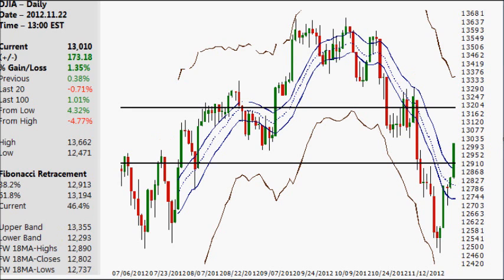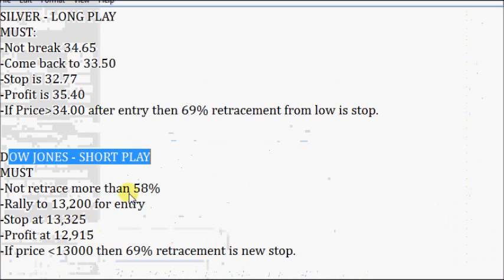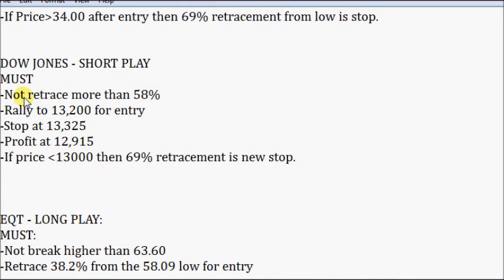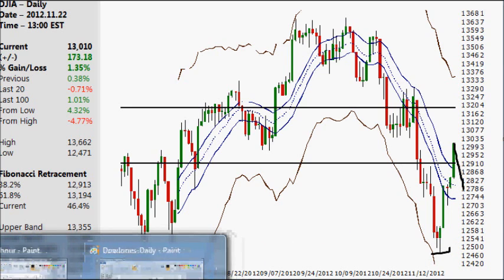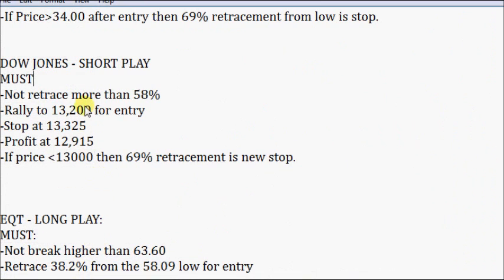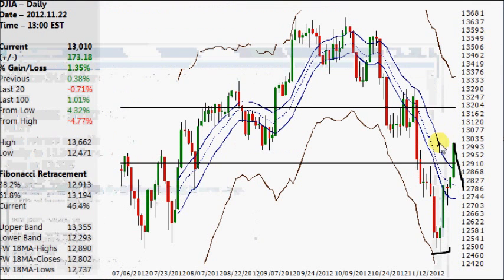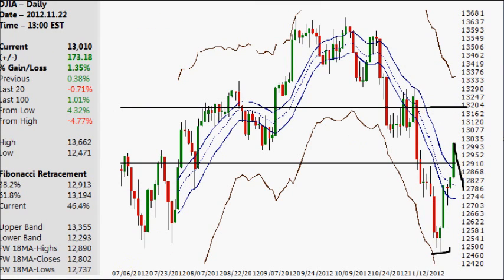So therefore, as far as the play is concerned, this is the short play. It must not retrace more than 58%. What does that mean? It must not go lower by more than 58% from this low to whatever the high happens to be. So as long as it does that, meaning it doesn't even come that close to a 61.8% retracement, then I'm going to be looking for a rally for 13,200, which is right here at that fib level.